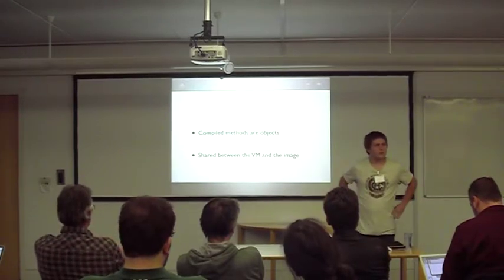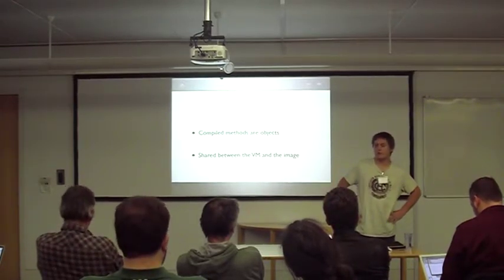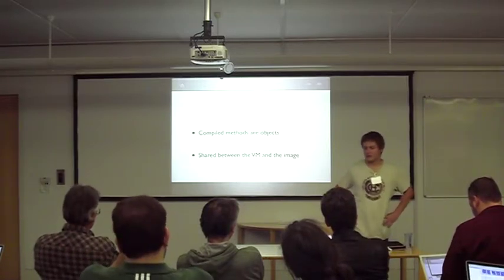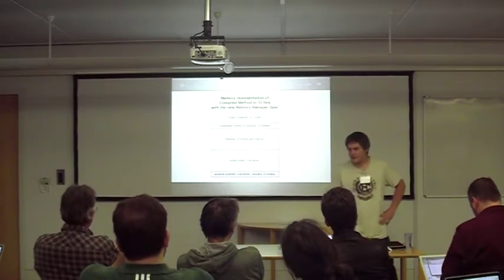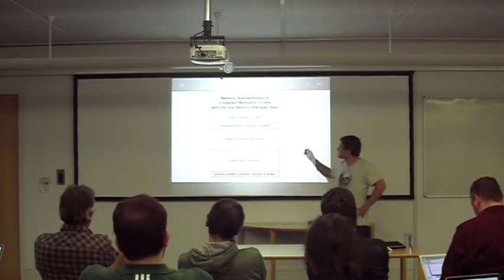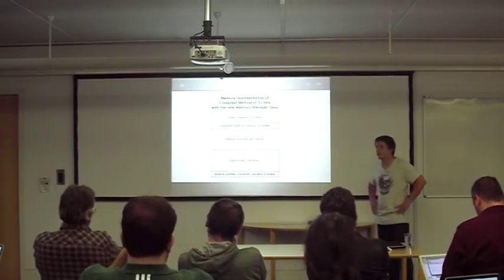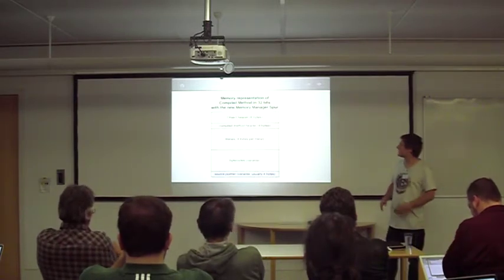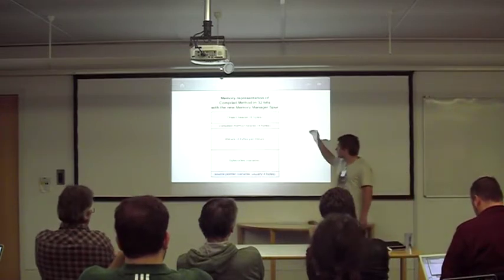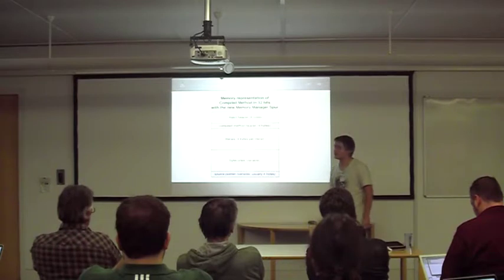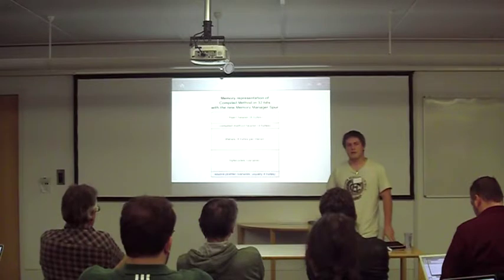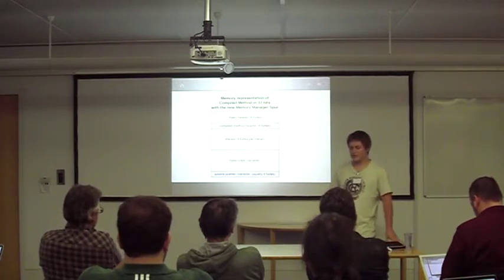As most of you probably know, in a Smalltalk environment, compiled methods are objects, and those are objects that are shared between the virtual machine and the image. So here is the memory representation of a compiled method. On the top you see the object header, which is the header for every object in memory that gives metadata for the virtual machine to know the size of the object and such information. Then you have the compiled method header, which is specific information to tell the interpreter and the JIT compiler how to execute the method. So it specifies things such as the number of temporaries.